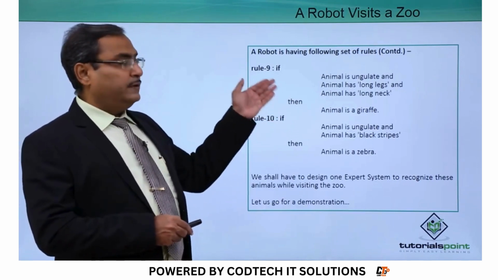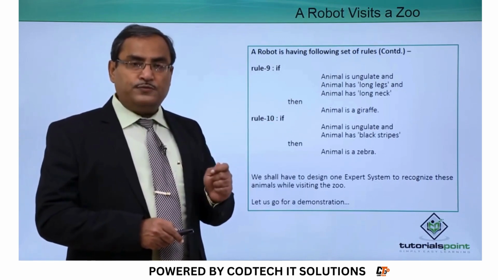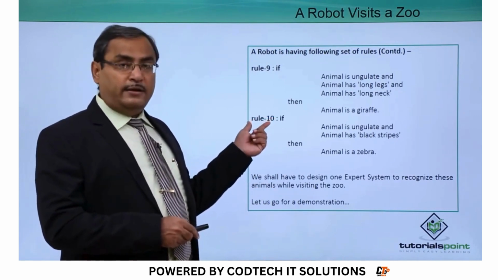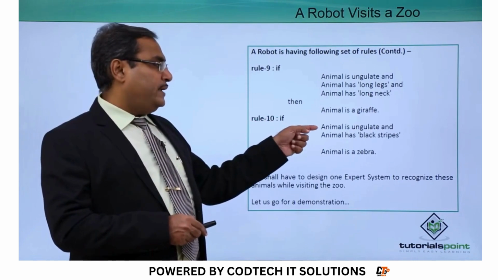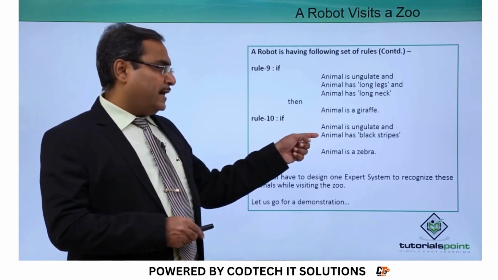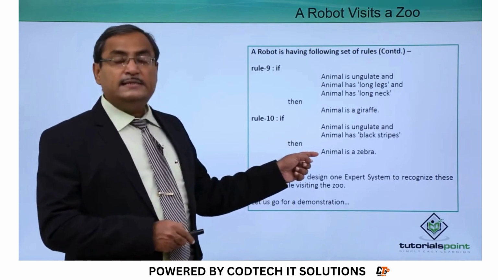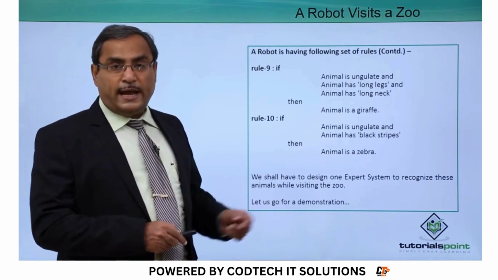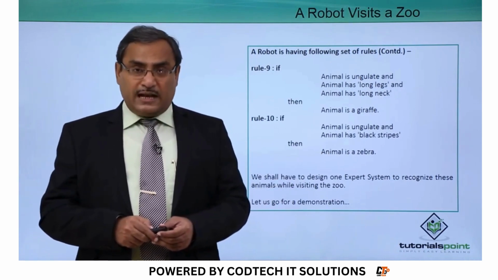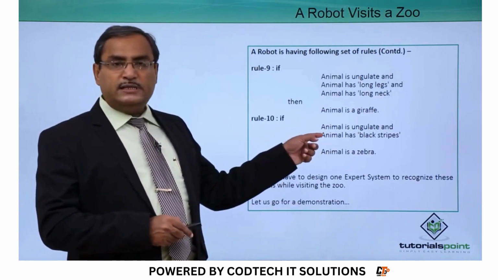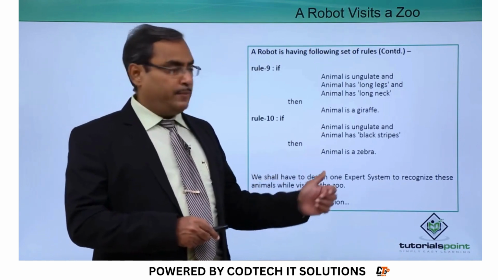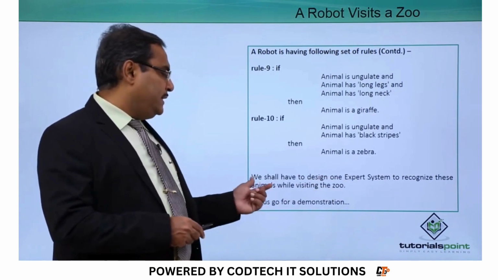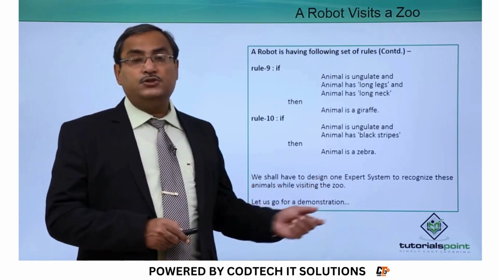So in this way we have formulated the respective rules for all the animals. Let us go for the last one. Rule number 10: if the animal is an ungulate and the animal has black stripes, then the animal is a zebra. So that is the last one. In this way the robot can infer that the animal it visits, which satisfies all these conditions, will be a zebra. We shall have to design one expert system to recognize these animals while visiting the zoo.